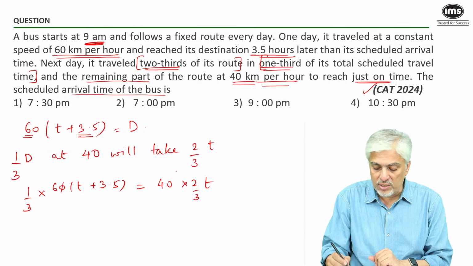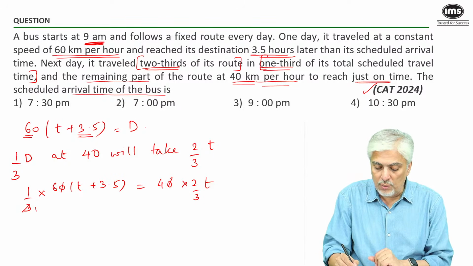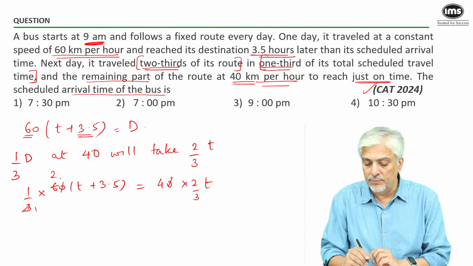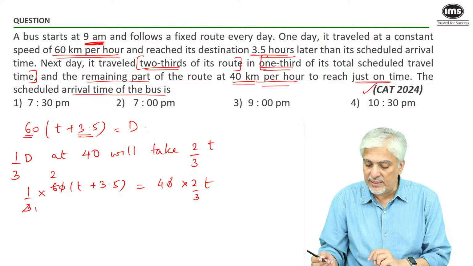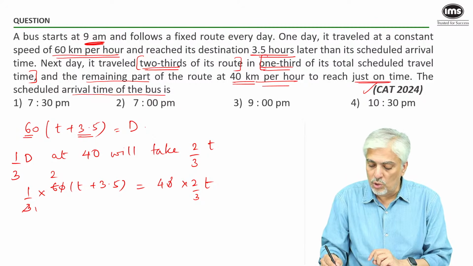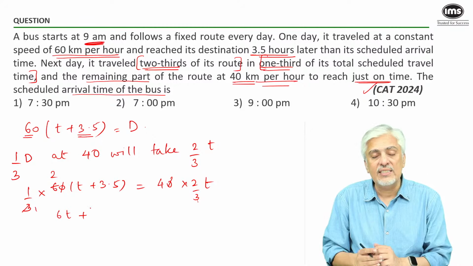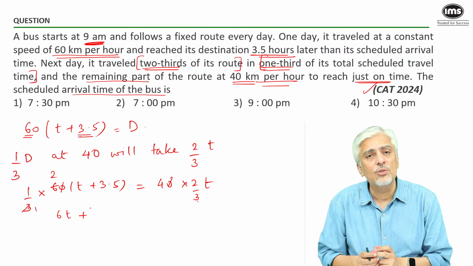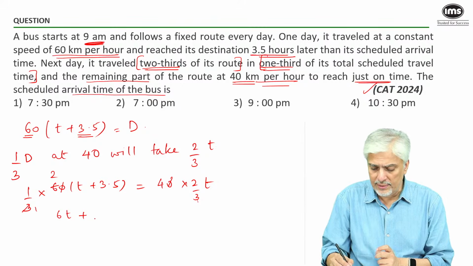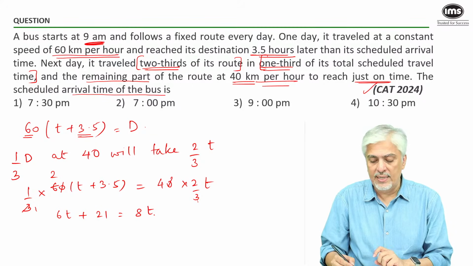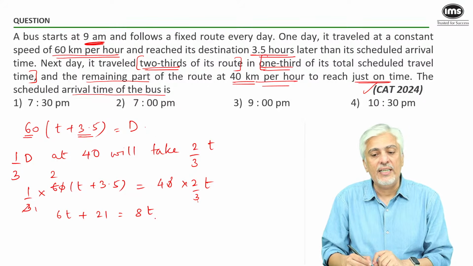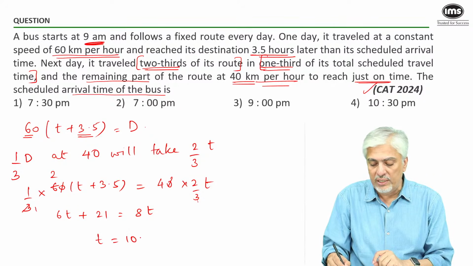Let's start cutting out. 0, 0 cuts out. 3 1s are, 3 2s are cuts out. Nothing else is cutting out. So this 3 will also go on top. So I'll have 3 2s are 6t. 6 into 3.5. How much is 6 into 3.5? That should be 21. Will be equal to 8t. And therefore 2t will be 21 and t will be 10.5.